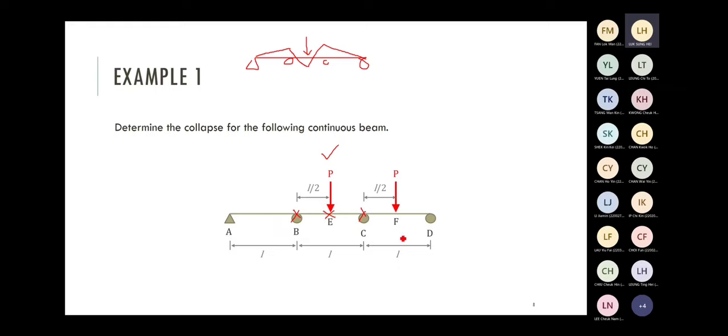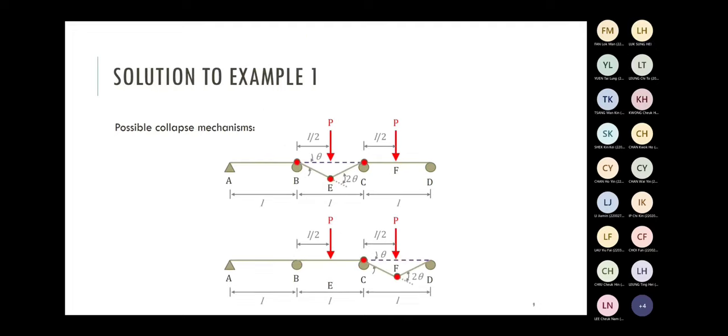Similarly, you can consider the behavior within region CD. For region CD, you have critical positions C and F. D is a hinge, no moment, free to rotate. So there's no need to consider D. D is already a hinge. So you have two scenarios. The first one is due to portion BC. The other one is due to portion CD. You can consider these two scenarios to see which one gives you the smaller value.